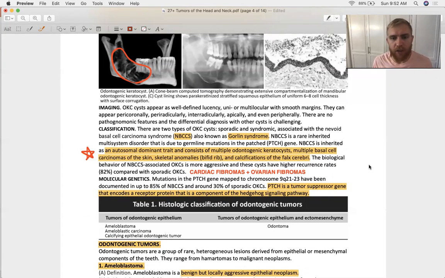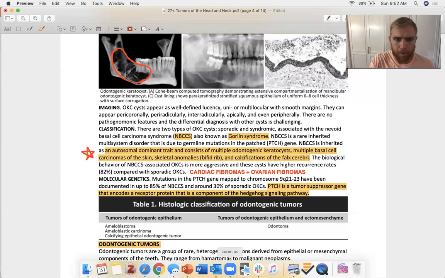Patch is expressed in the connective tissue of the heart and reproductive organs. And patch is a tumor suppressor gene. It's part of the hedgehog signaling pathway, and we know that the hedgehog proteins are going to be basically like directional instructions for developing cells, right?